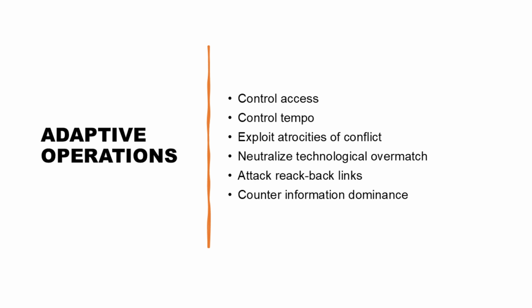Counter information dominance. The very systems and links upon which technologically advanced enemies rely for information dominance are also high payoff targets for information attacks or physical destruction. Denial of these resources at critical times can deny forces complete situational awareness.